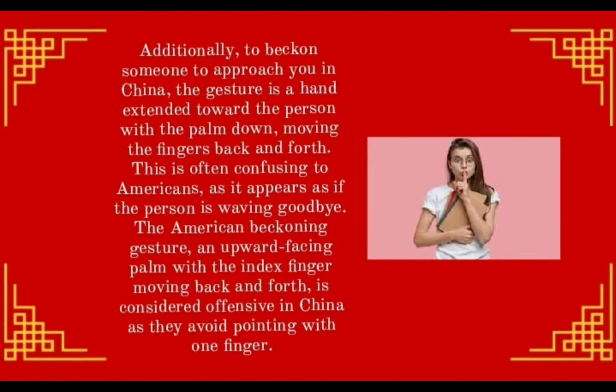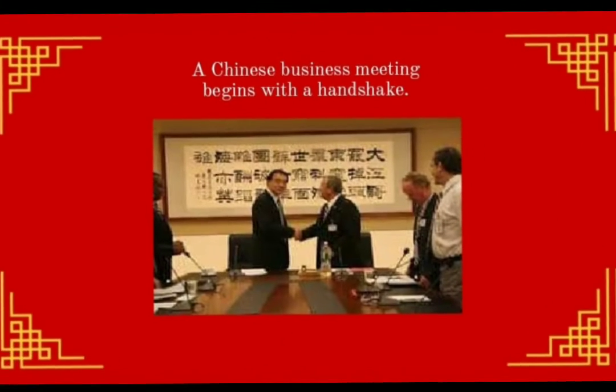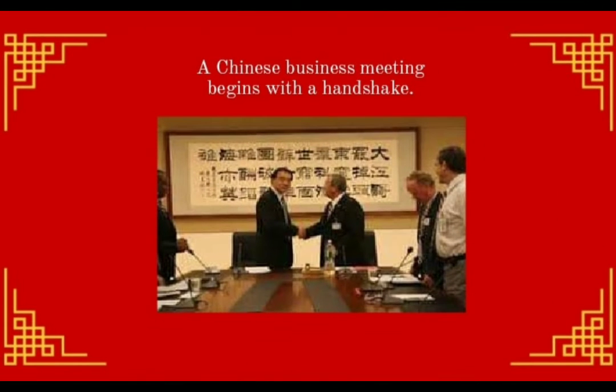Additionally, to beckon someone to approach you in China, the gesture is a hand extended toward the person with the palm down, moving the fingers back and forth. This is often confusing to Americans as it appears as if the person is waving goodbye. The American beckoning gesture, an upward-facing palm with the index finger moving back and forth, is considered offensive in China, as they avoid pointing with one finger. A Chinese business meeting begins with a handshake.